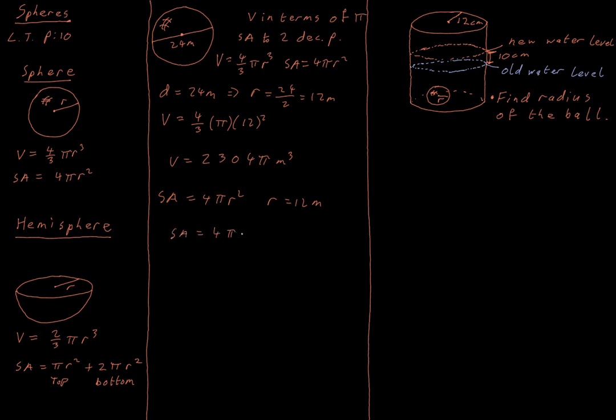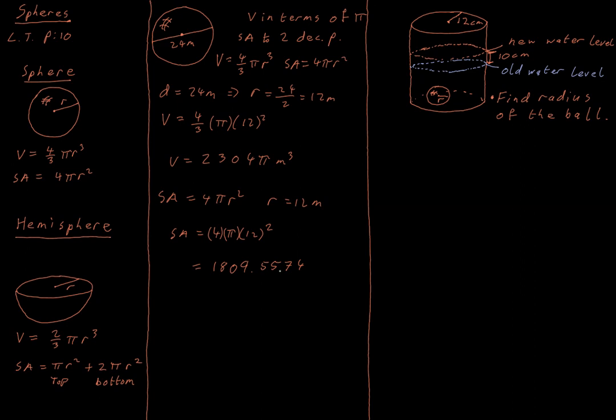So 4 pi, 4 multiplied by pi, we can put in brackets. In this case, we're going to put the pi into our calculator. So second function and then find the pi button. Multiplied by 12 squared. And we put that into our calculator, and we are going to find that we get 1809.5574, 9. And I want to go to 2 decimal places, so I need to round this.